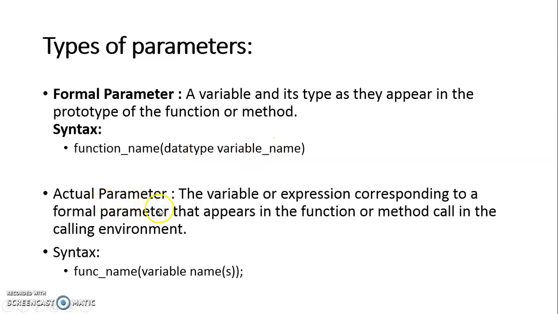Then what is the actual parameter? The variable corresponding to a formal parameter that appears in the function or method call in the calling environment. That is the parameters in the calling function, the function which is going to call. Those parameters are known as actual parameters. The syntax of an actual parameter is the function name and you only pass the variable name. So this is the difference between actual and formal parameters. Actual is related to the calling function and formal is related to the callee function.